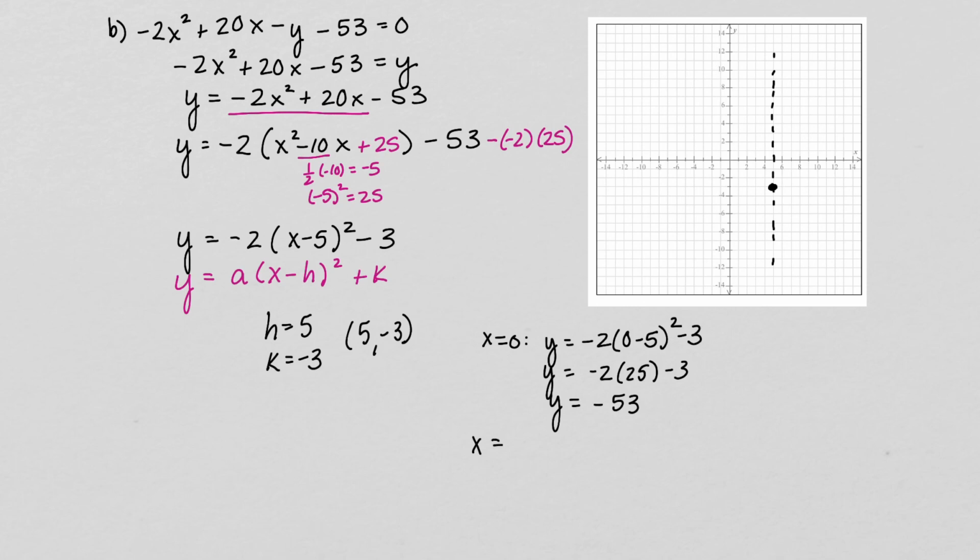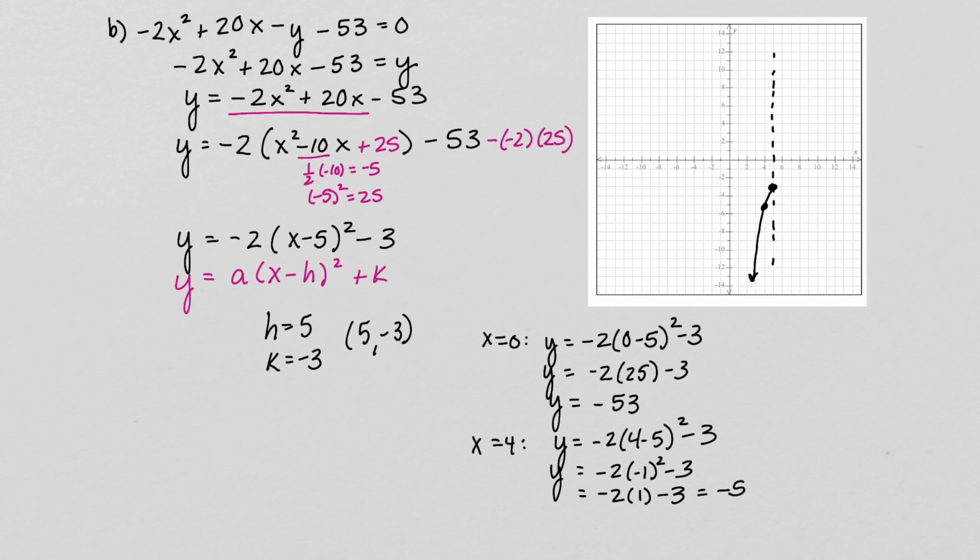We'll pick x equals 4. So y is going to be negative 2 times (4 minus 5) squared minus 3. So y is going to be negative 2 times (negative 1) squared minus 3. So that's going to be negative 2 times 1 minus 3, or minus 5. So if we go to 4, and then we would go down to minus 5. So our parabola is going to go down this way. And then I can put the mirror image there of the minus 5 on that other side of the axis of symmetry. And so we have that little parabola opening down there.